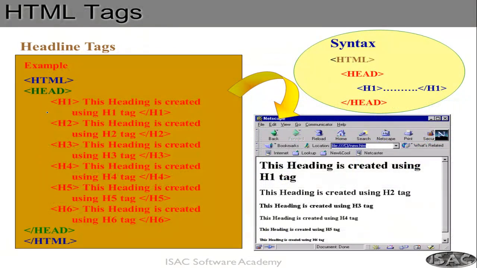Now let us see another concept called headline tags. In HTML, they have defined something called H1 to H6. What is H1 to H6? Basically, it is just a way to differentiate between different levels of text you want. So H1 is top level with a large font and bold. H2 is a little less font size, a little less boldness. H3 is a little less font size. H4 is even lower font size. H5 is again lower font size.